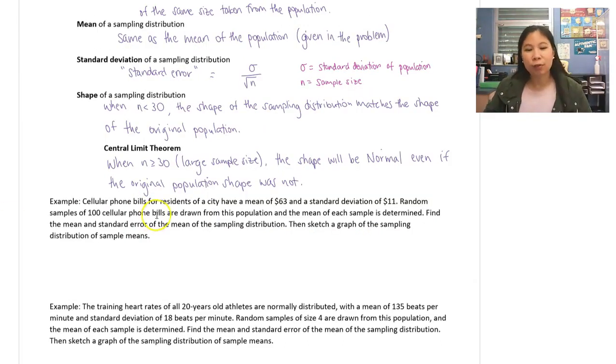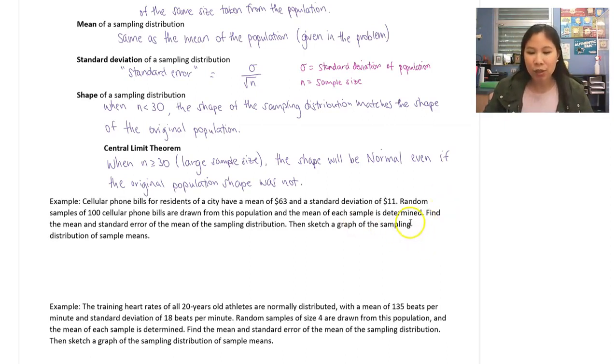First one: cellular phone bills for the residents of a city have a mean of $63 and a standard deviation of $11. Random samples of 100 cell phone bills are drawn from this population and the mean of each sample is determined. Find the mean and standard deviation of the mean of the sampling distribution, then sketch a graph of the sampling distribution of sample means.